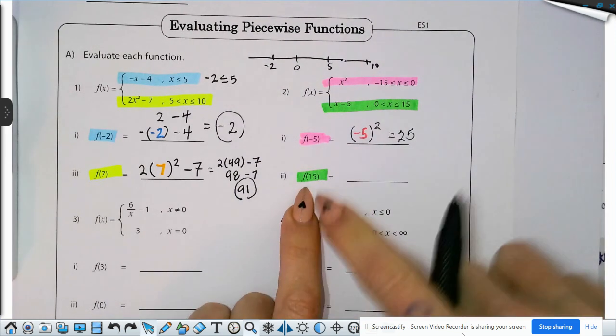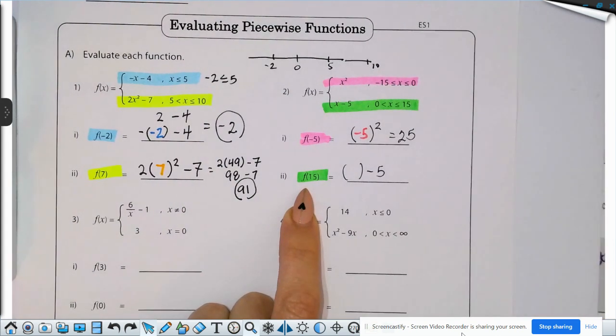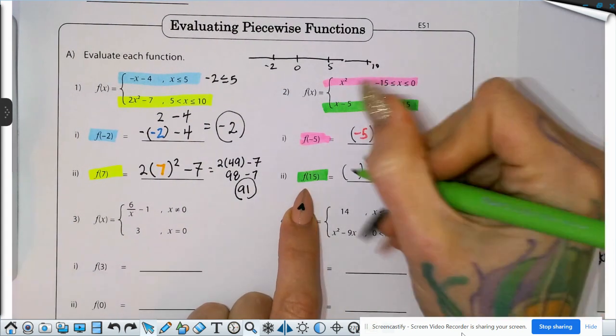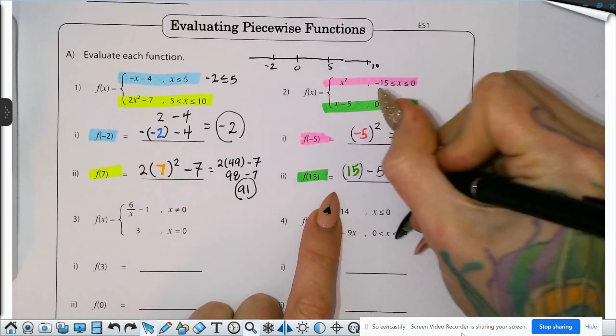15, we're going to our second function, so that's x minus 5, and our x value is 15. So 15 minus 5 is going to give us 10.